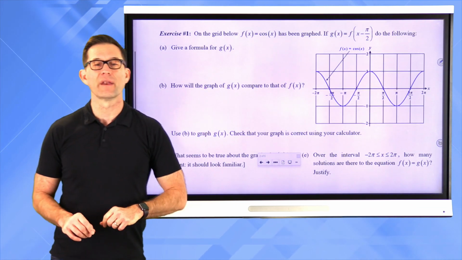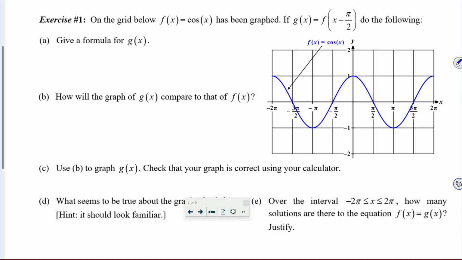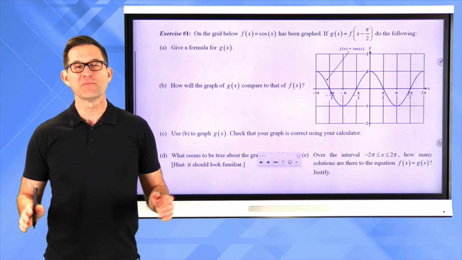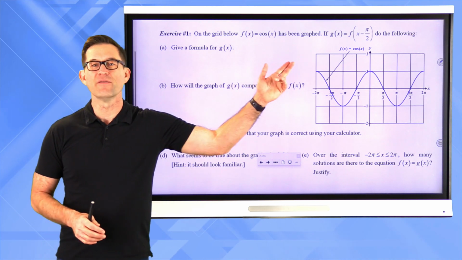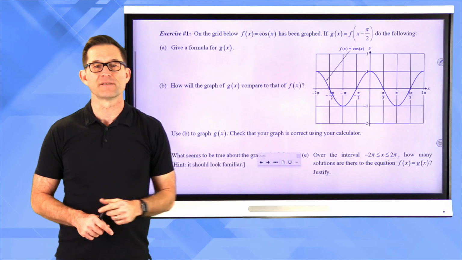All right, let's take a look at exercise number 1. On the grid below, f of x equals cosine of x has been graphed. If g of x equals f of x minus pi over 2, do the following. Letter A, give a formula for g of x. Well, that should be pretty simple. Pause the video now and give me a formula for g of x if g of x is f of x minus pi over 2.